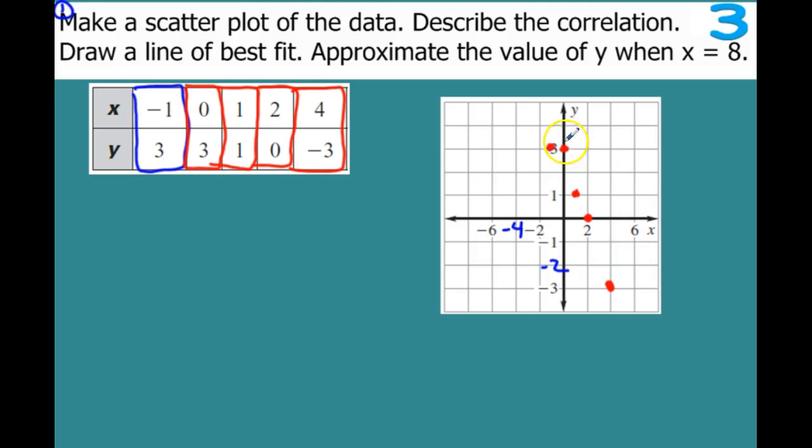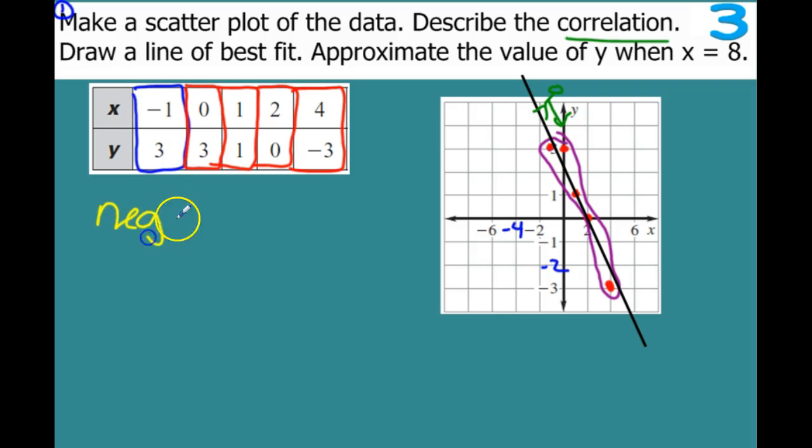So in order to describe the correlation, it might help you to circle them. That wasn't a very good circle. But if I were to draw a line through here, cut the circle in half. Ooh, that was not very good. Let me try that again. Use the edge of a piece of paper or something to try and make it go right through the middle of those points. So what type of correlation is this? Well, from left to right, we're walking downhill. So this would be a negative correlation.